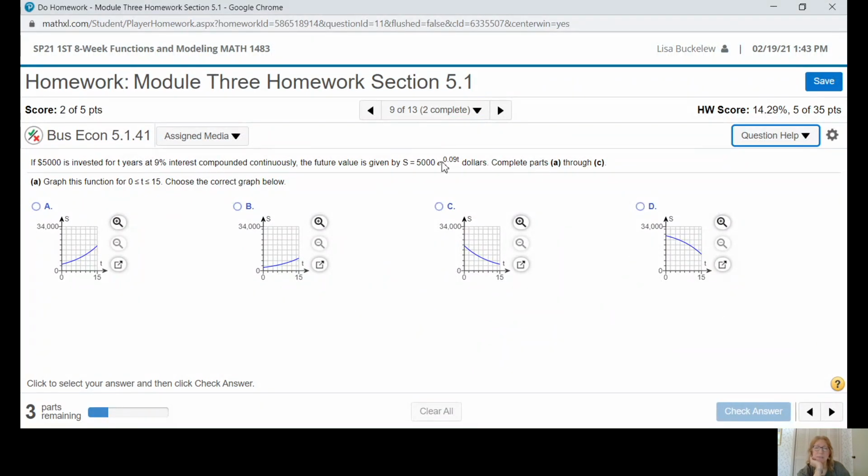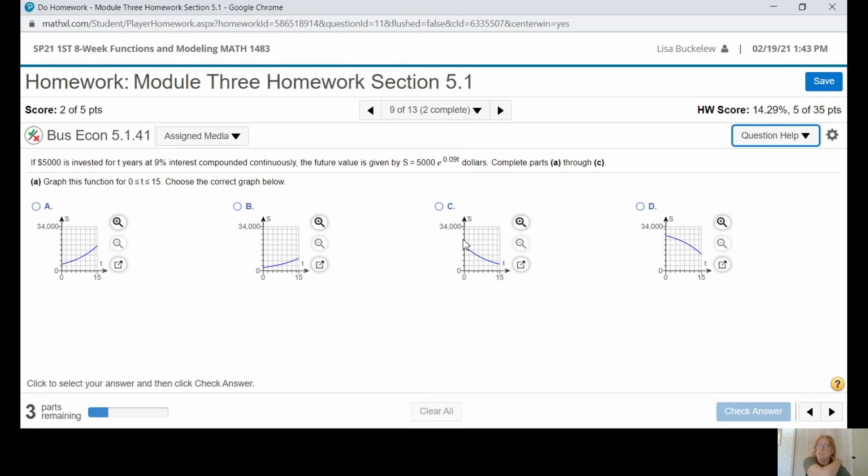Okay, so they give us this function up here. It's in a word problem. It's about an investment that's compounded continuously. So that's why we see the e as the base down here. The variable is t, and it's over the e. So if we wanted to choose the correct graph, I'm just going to match it on my calculator.